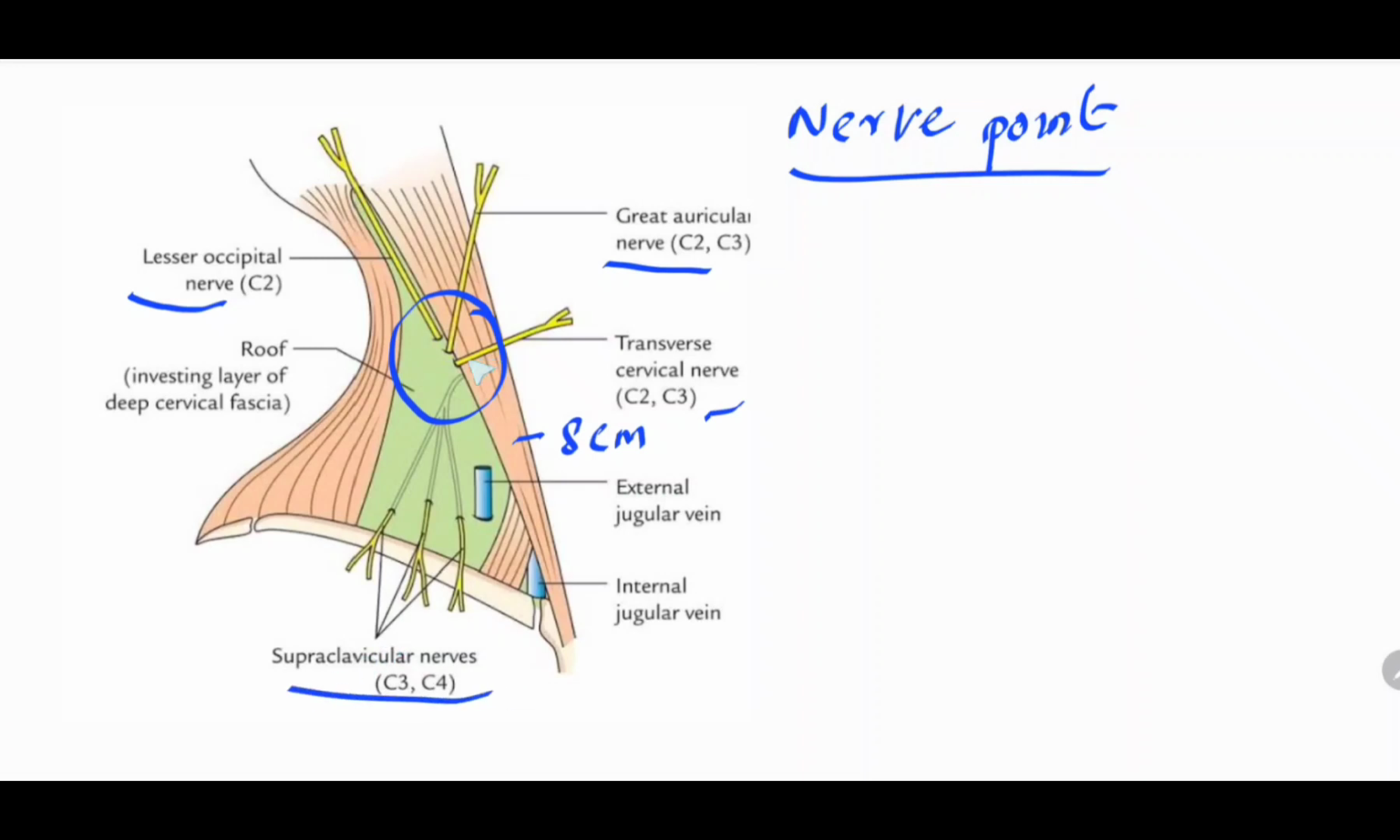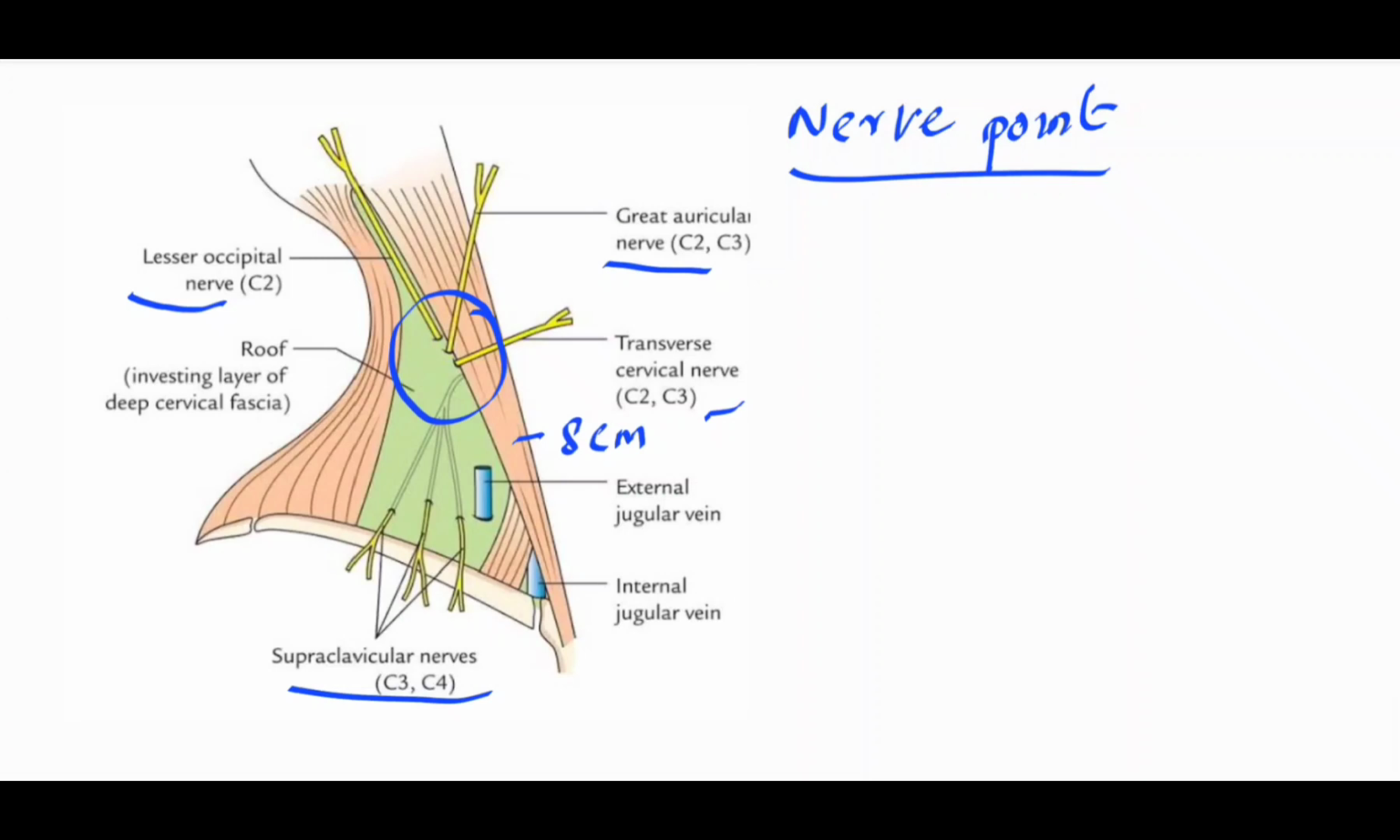These four nerves emerge through a single point on the middle of the posterior border of the sternocleidomastoid. That particular point is known as the nerve point. That is the nerve point.